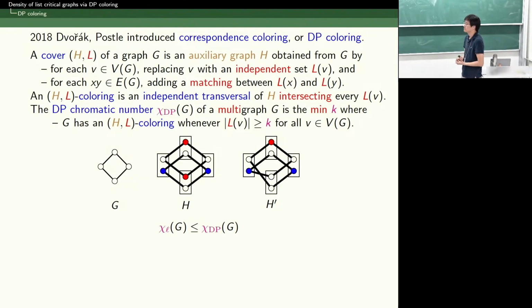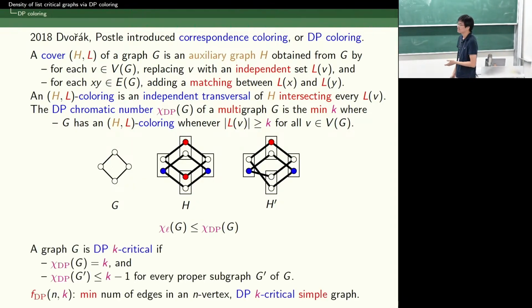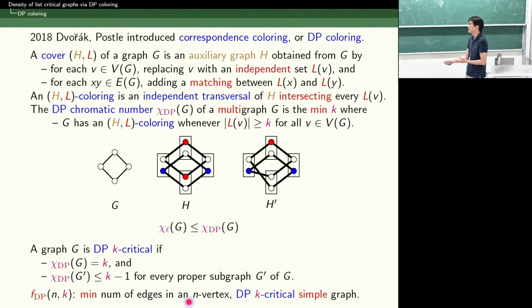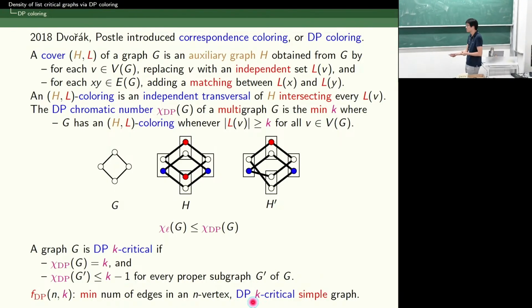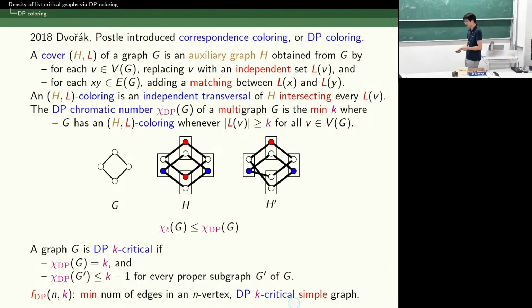Okay. All right, so even in this setting, we can define the same thing, right? We can define this thing called a DP k-critical graph. So this is where your graph has DP chromatic number k, but every proper subgraph, namely if you remove any edge, the DP chromatic number will decrease. Okay? And then we define this function, f_DP(n, k), to be, it's the same story, right? The minimum number of edges in an n-vertex DP k-critical graph, but the catch here is it has to be a simple graph.